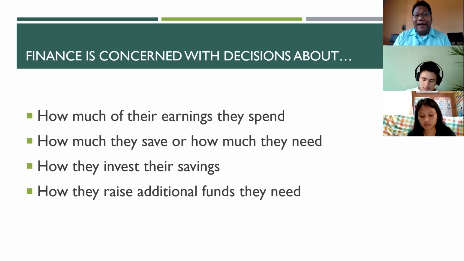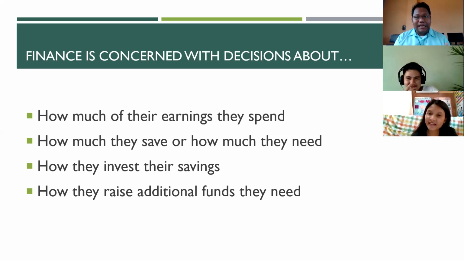Next, how they invest their savings. We don't want cash to be idle. If possible, cash should grow. That is why people do investments or deposits. They put the cash that they have somewhere where it could grow. They would probably put it on a time deposit in a bank so that even if it grows by a small percentage, at least the money will grow.